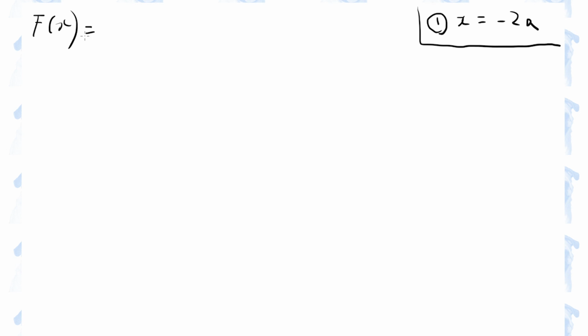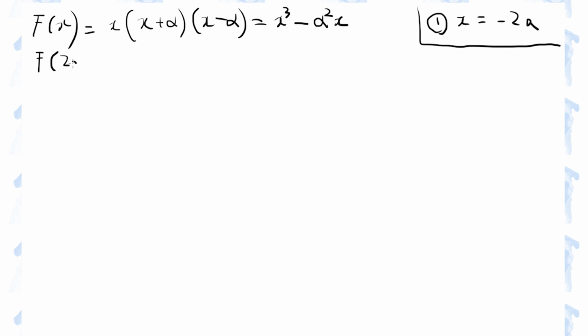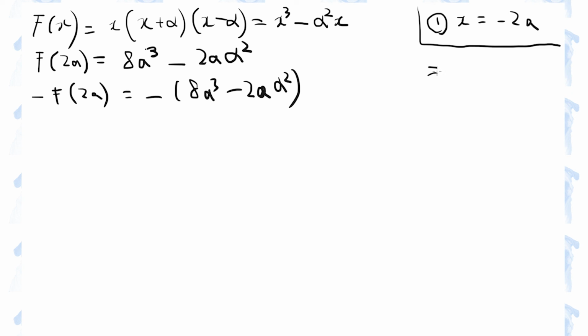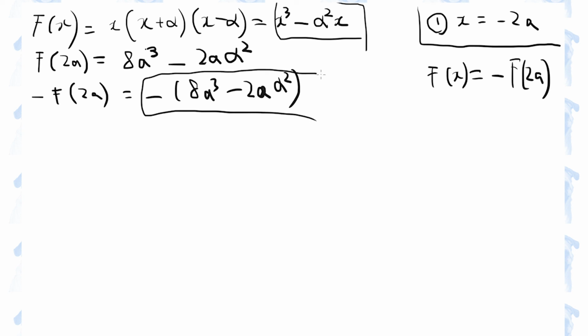Now, the cubic function, F of x, can be expressed as x times (x plus alpha) times (x minus alpha), which is x cubed minus alpha squared times x. So, F of 2a is 8a cubed minus 2a alpha squared. Multiply both sides by minus 1 and we get this. We know that F of x is equal to minus F of 2a. Therefore, this and this must be equal.